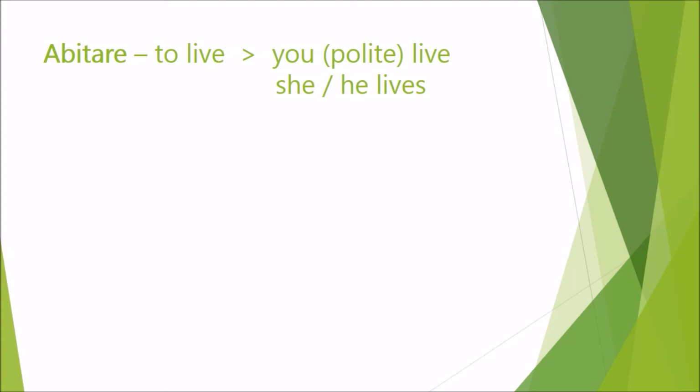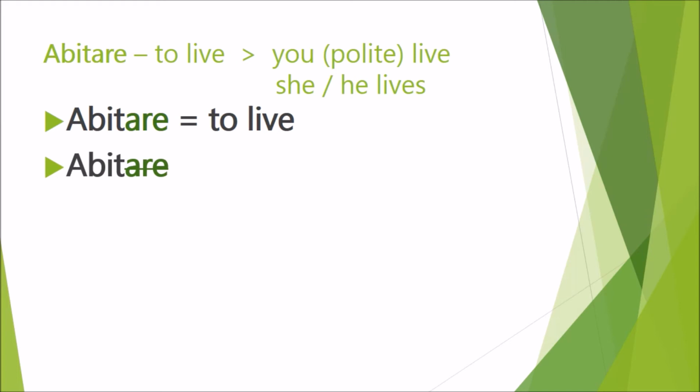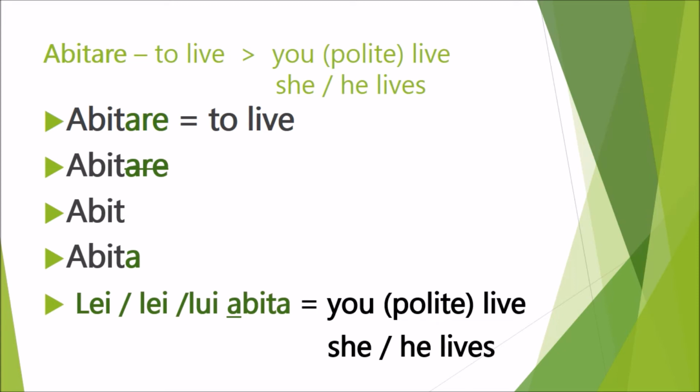Let's change to live to the you polite live and the she, he lives forms. Abitare, to live. Take away the -are. You have the stem abit-. Add your ending: abita. Lei, lui, abita. We use the same ending for verbs when we want to say you polite live, she lives, and he lives.